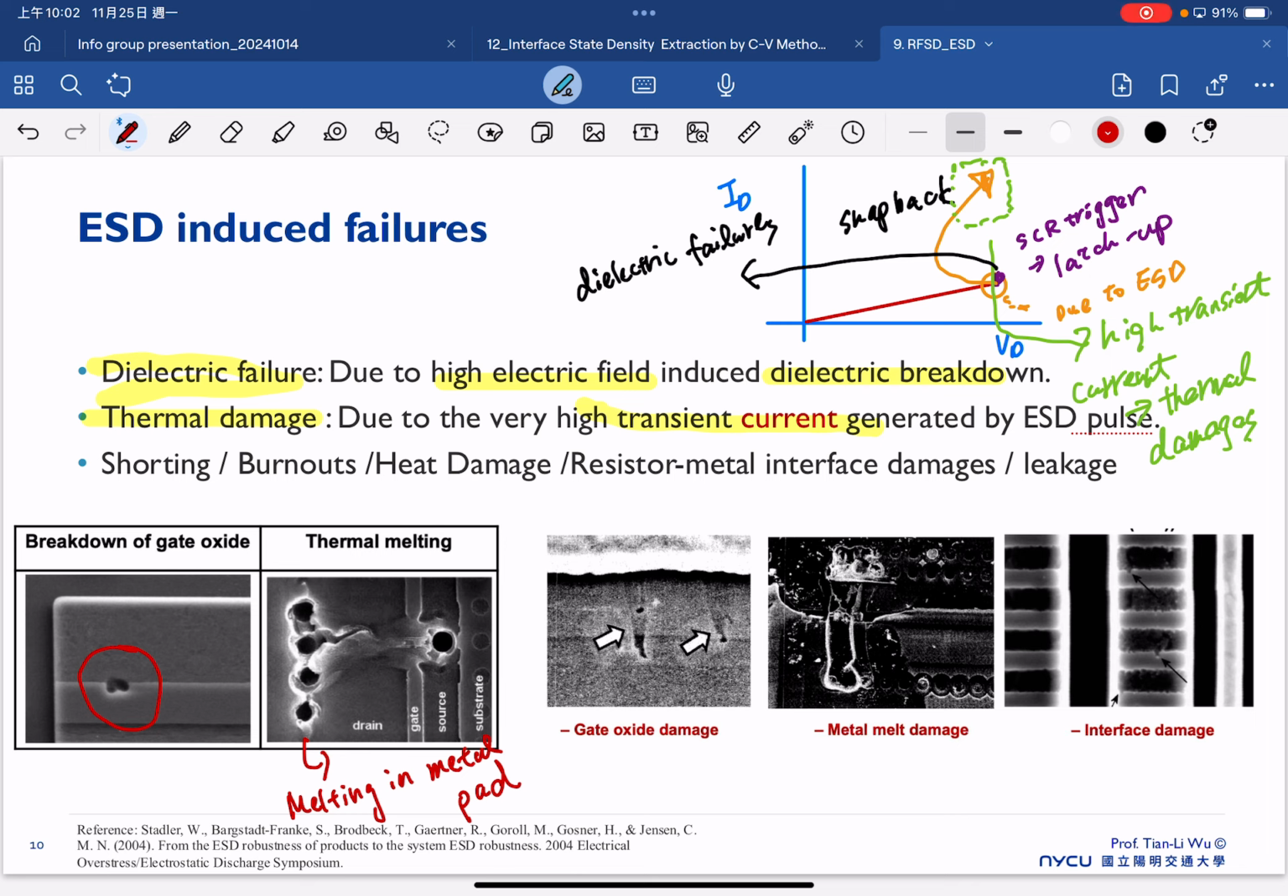And this is some additional pictures for your reference. This is gate oxide damage, this is metal melting damage, and also we have an interface damage. So in any case, ESD can cause shorting, burnout, heat damage, interface damage, and leakage current. This issue can cause several big problems in our chips, in our transistors.